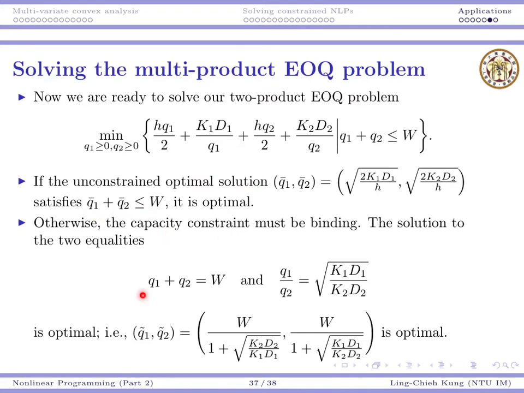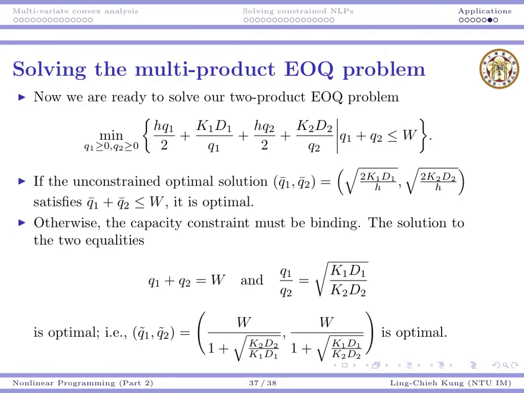The binding constraint gives us this equality, and then here we get another equality according to the first order condition of the Lagrangian. So we may solve these two equalities, because any optimal solution satisfies these two equalities, and through some algebra we can get this. So if the unconstrained optimal solution is feasible, it is optimal. Otherwise, we use our knowledge from Lagrangian to get the optimal solution.